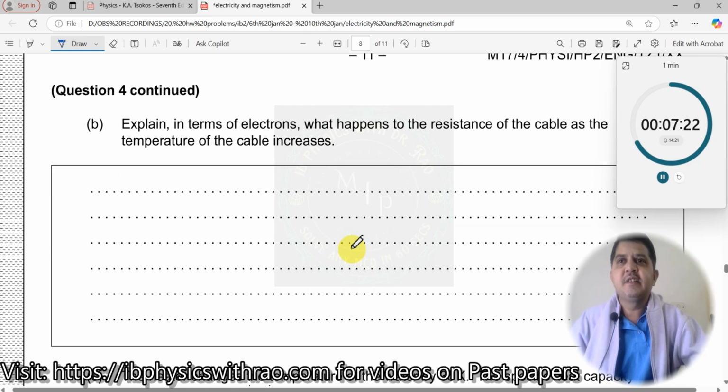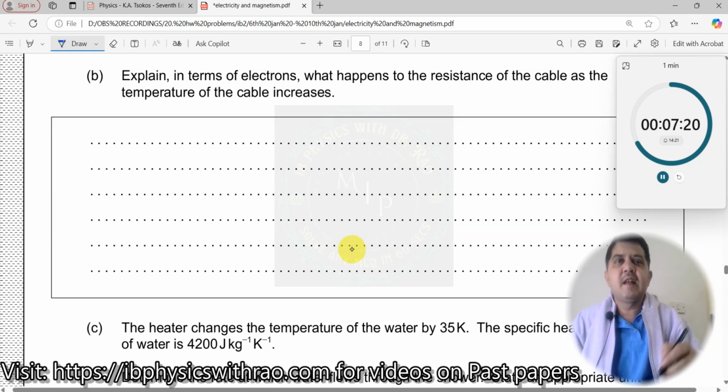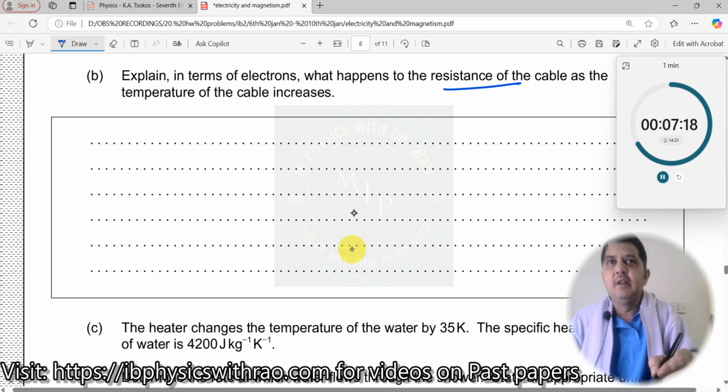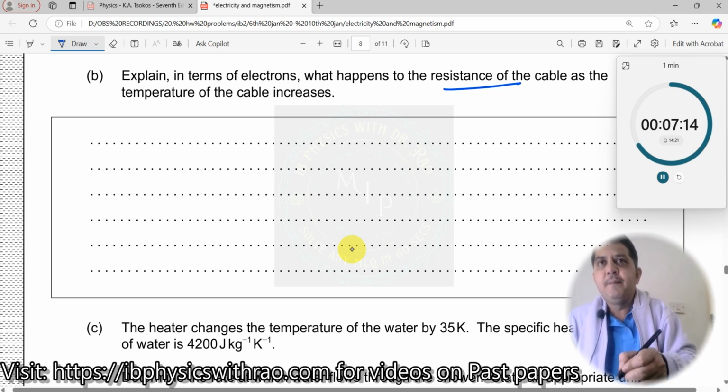Then next, explain in terms of electrons what happens to the resistance of the cable as the temperature of the cable increases. Now power we have seen. Because when we have a power over here, what will happen? The temperature rises. When the temperature rises, what happens? Automatically, in terms of electrons, it's asking. So if you ask me that directly, you can say resistance will increase.